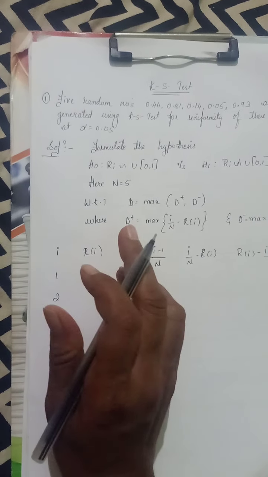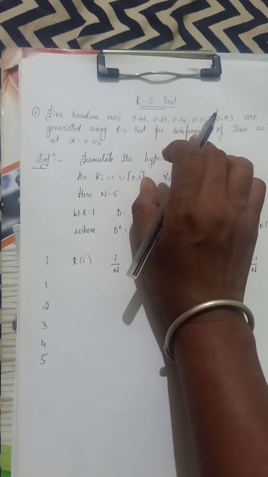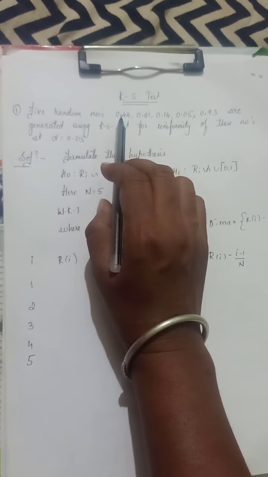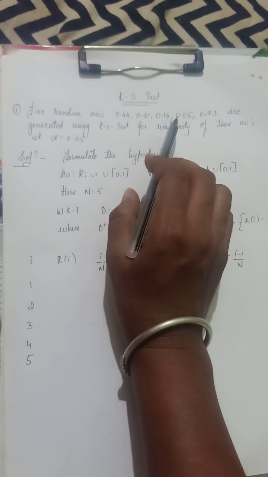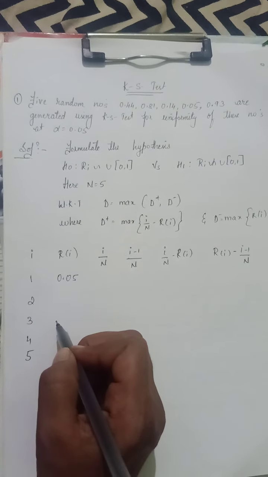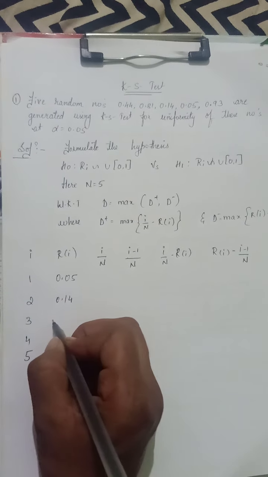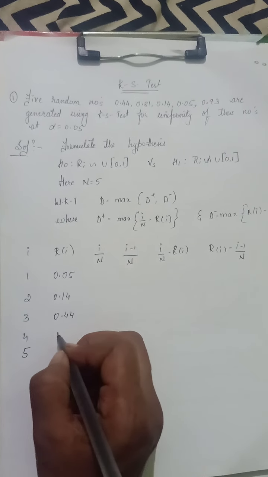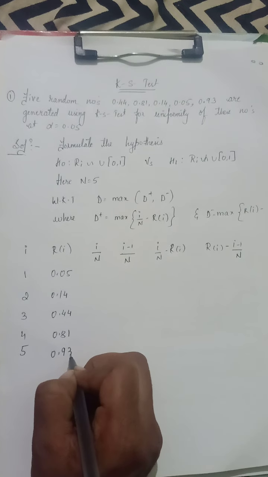And the random numbers in the KS test table, we have to arrange in ascending order, that is from the smallest to the largest number. The smallest number among these is 0.05. So the first random number is 0.05. The next random number is 0.14. The next is 0.44. The next is 0.81. The next is 0.93.